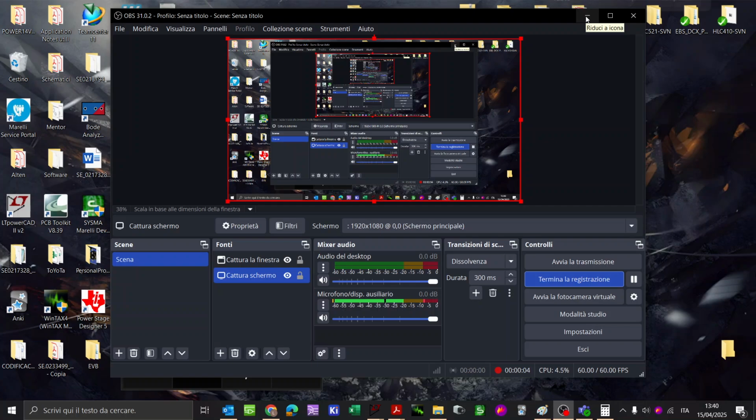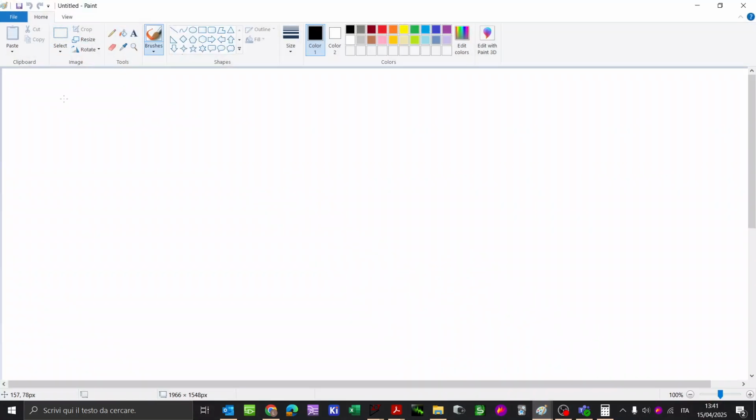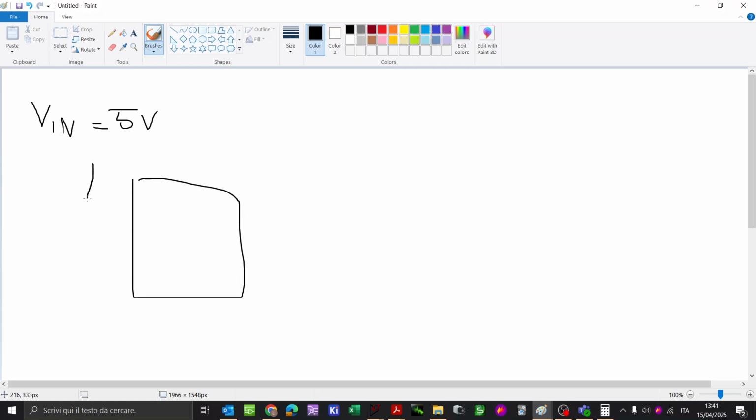This time I will design a push-pull converter for low power and low voltage application. So the idea is that we use the push-pull to have an input voltage of 5 volts. But, so this is the logic voltage, okay?